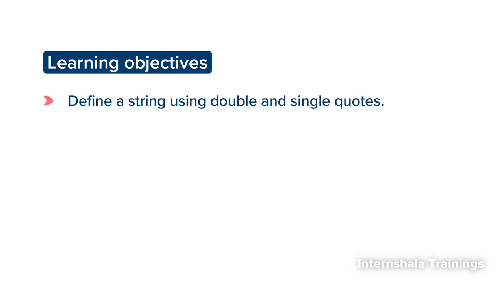After going through this video, you will be able to define a string using double and single quotes, and explain escape characters. Strings are very important in any programming language. We can define a string as a text or a sequence of characters. No matter how big the text is, it can all be stored in one variable. But the most important thing is that a string must be defined within quotes.